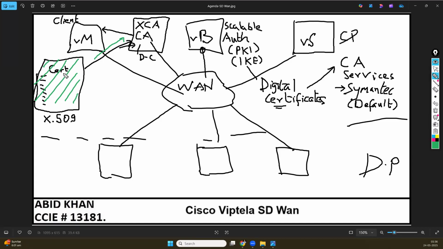Then the CA server will check all the contents of the certificate. And then the CA server will sign the digital certificate. It will sign the certificate and send this signed certificate back. Now this will be what? A signed certificate.